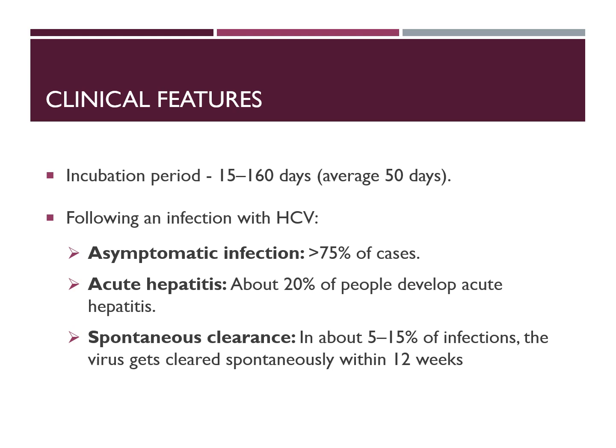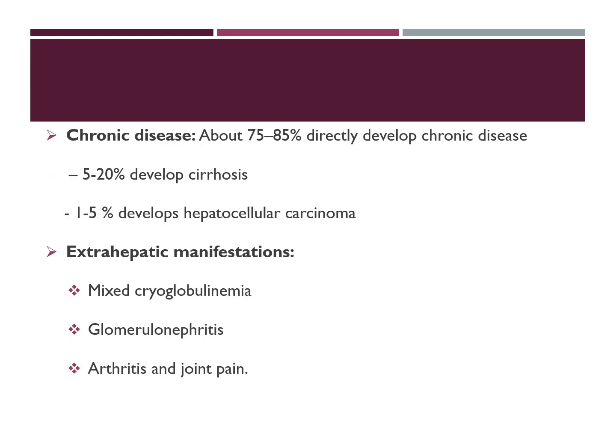In acute hepatitis, there can then be spontaneous clearance. In 5 to 15%, the virus gets spontaneously cleared within 12 weeks. So even without taking treatment, the patient can be free of this infection, but it is only in 5 to 15%. Approximately 75 to 85% of all the persons who have acquired the infection develop chronic disease.